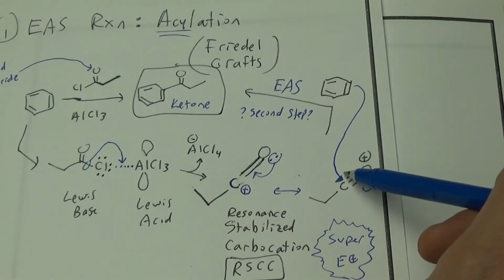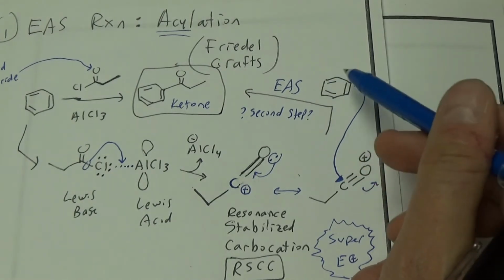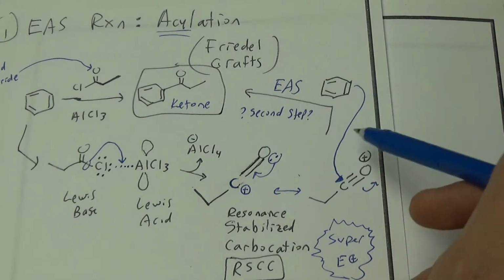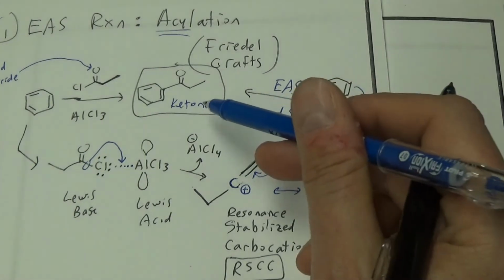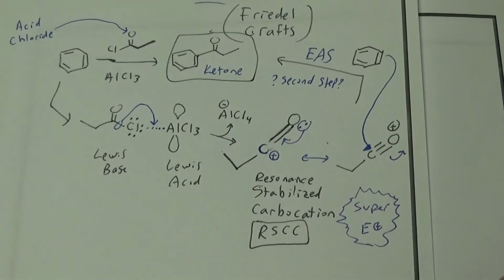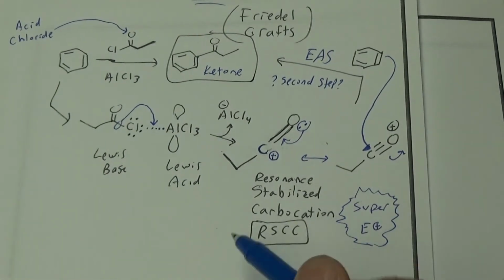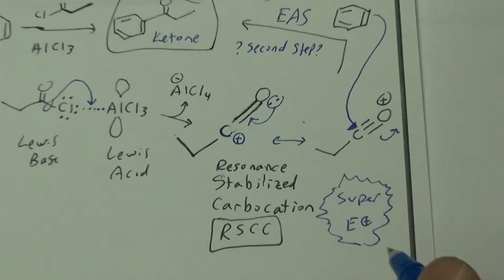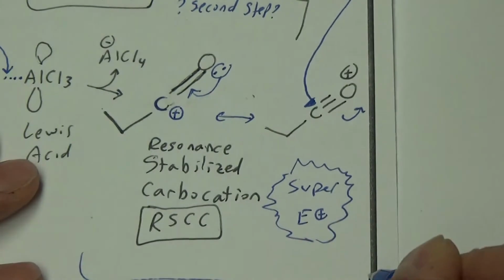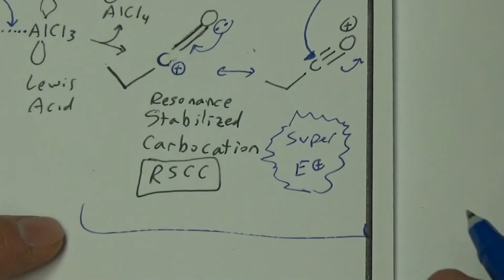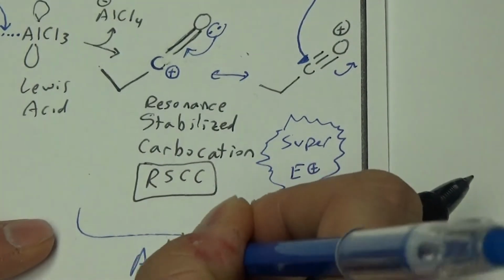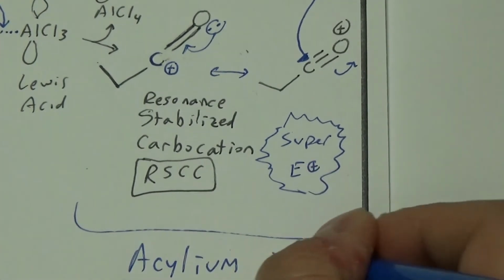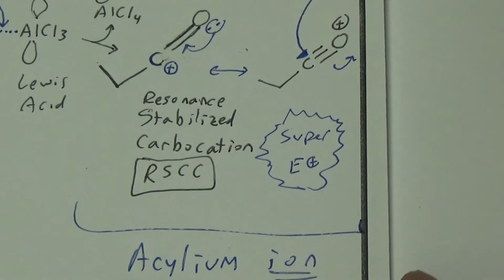Benzene attacks. That makes an intermediate, a de-aromatized compound, and then that loses a proton, and then it gives you the product. Okay. All right. Cool. So one more thing. This RSCC has another name. This resonance stabilized carbocation is also called an acylium ion. So it has another name for that arrangement.